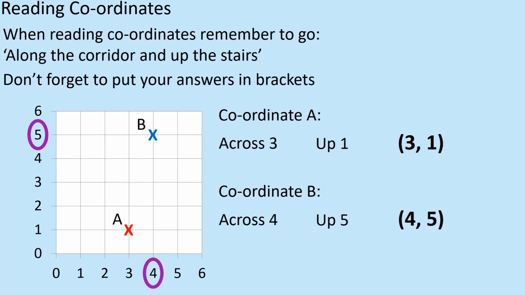I mentioned right at the beginning that this is the first quadrant. The reason it's the first quadrant is because you'll notice from this grid they're all positives. So 0 to 6, 0 to 6, all positive. We've always gone right and then up. That is slightly different to what you might come across, but we'll do that in the second half of the lesson. So that's reading them, along the corridor, up the stairs, and be very careful with that.